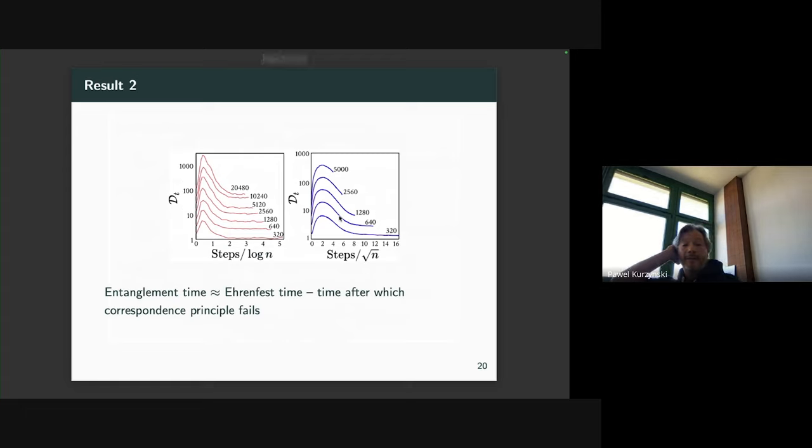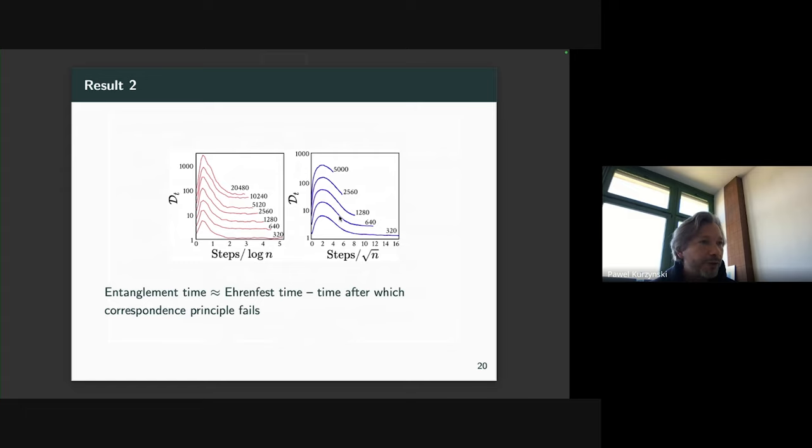Then the next thing, as I mentioned in the beginning, people look at the entanglement time in chaotic systems, and basically the time of entanglement is compared to the Ehrenfest time. Ehrenfest time is roughly speaking the time after which the correspondence principle fails.